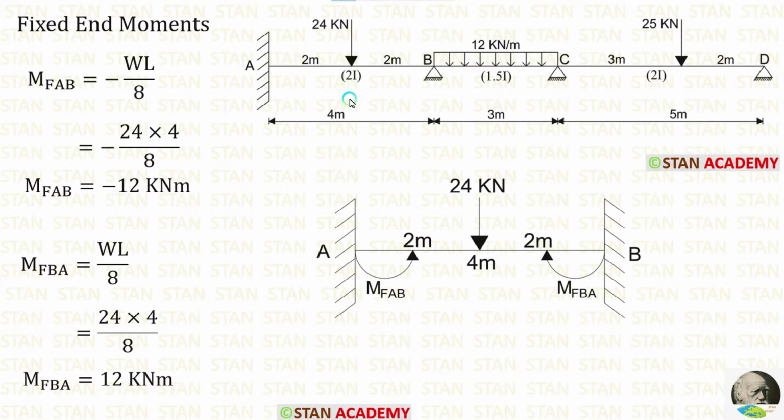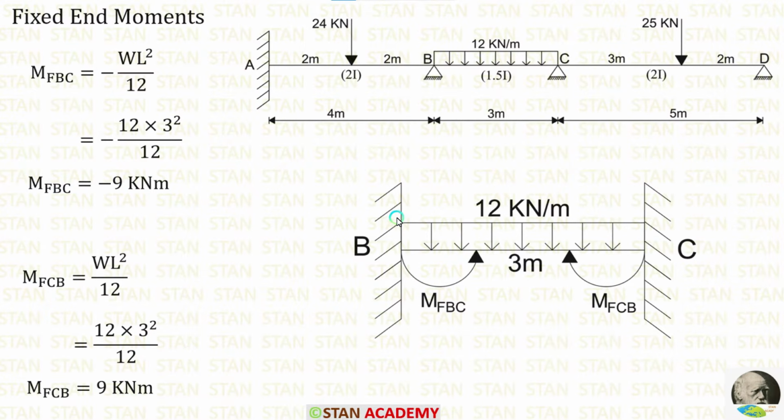Let us apply the values inside the formulas. W is 24, L is 4. When we apply the values inside the formulas, we are getting M of AB is equal to minus 12 kN meter and M of BA is equal to 12 kN meter.